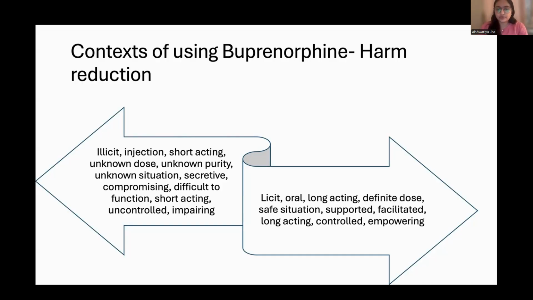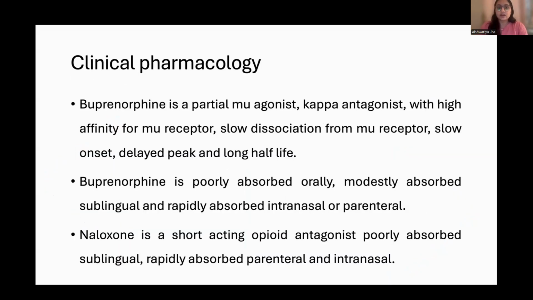So although a lot of people used to argue that we're basically just substituting one opioid for another, we do know that these two opioids, the illicit one and buprenorphine, differ greatly in the kind of context that we use it in. Buprenorphine is a partial mu-agonist, and it has extremely good affinity for the mu-receptor. It very slowly dissociates from the mu-receptor. It has a slow onset of action, a delayed peak, and a long half-life. And all of these factors actually make it suitable for maintenance treatment.